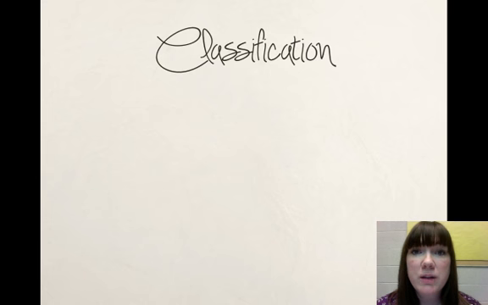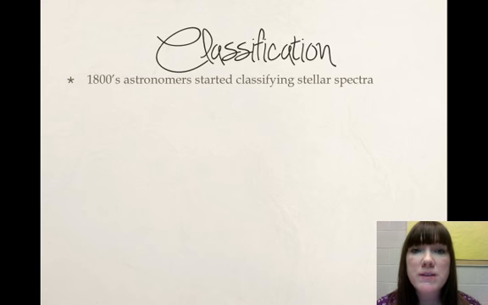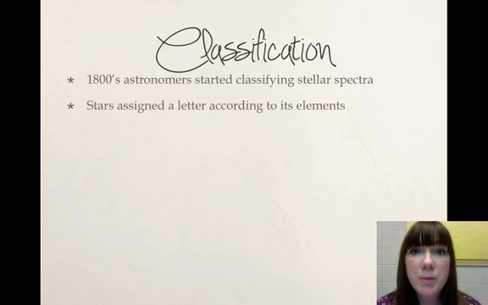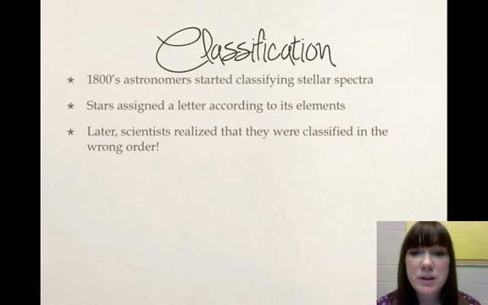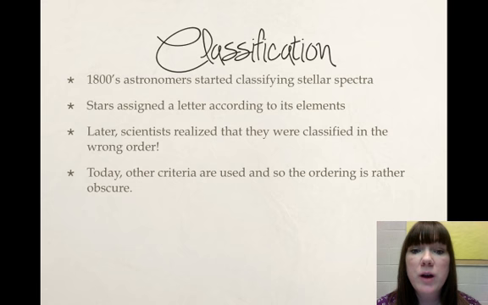Now let's talk about star classification, how we classify them. In the 1800s, astronomers started classifying stellar spectra. They assigned stars a letter according to the elements that were present in them, but later scientists realized that they were actually classified in the wrong order. So today we use other criteria to order them, and the letters they're assigned are kind of random and pretty obscure.